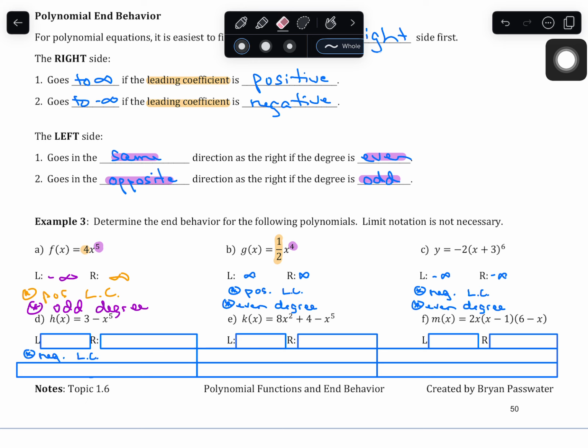For D, it's a negative leading coefficient, so negative infinity. It's an odd degree, so that means they have to be opposite.